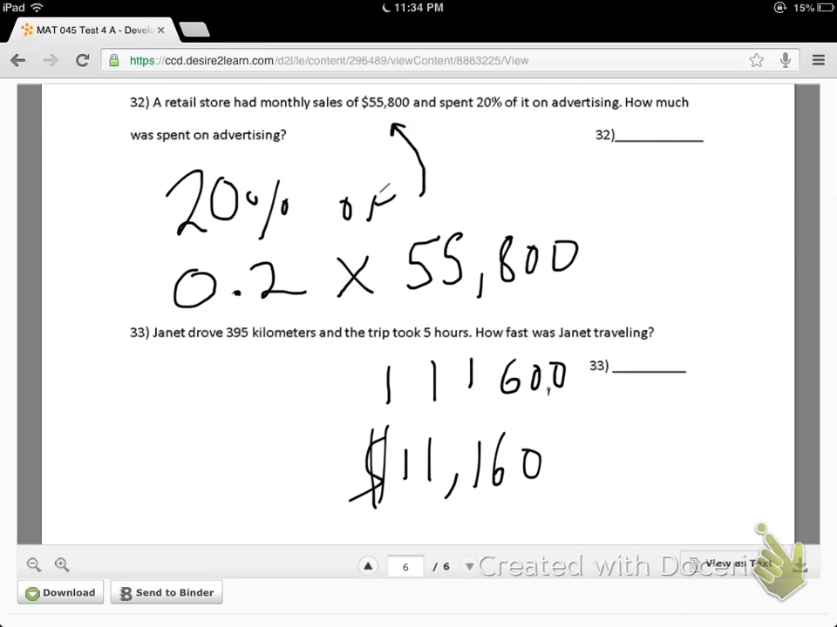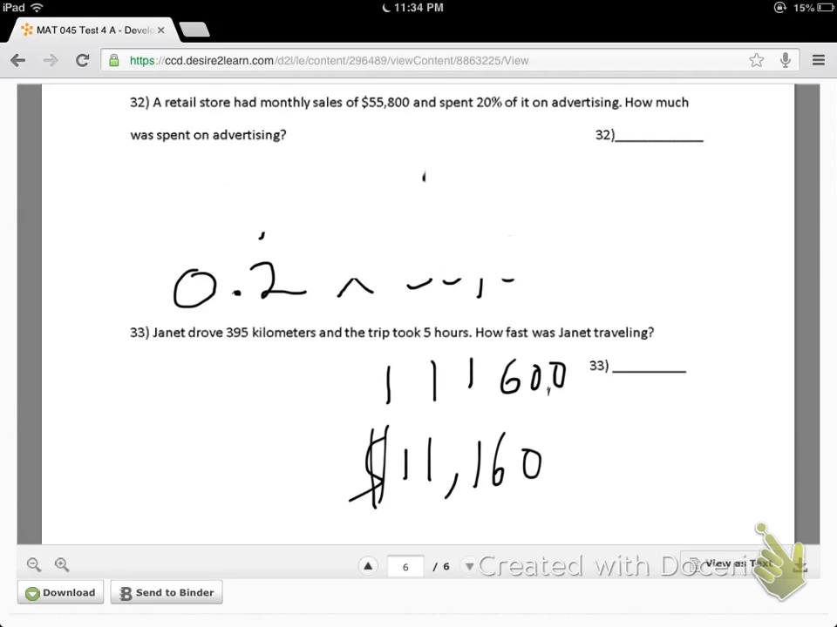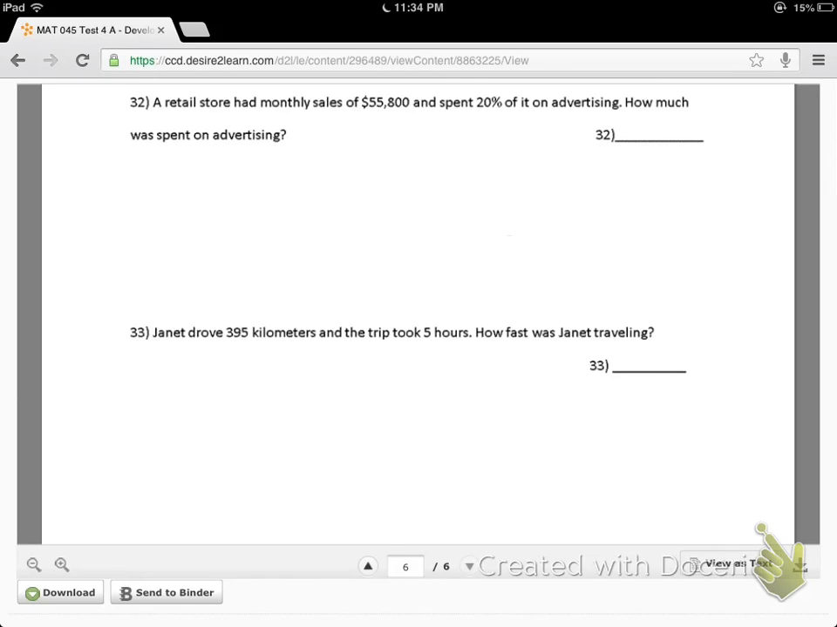Okay, that's 20% of 55,800. That's how much I spent on advertising. Now remember, that's the percentage equation. Some of you might prefer doing the percent proportion, which I did more videos on in the percentage and rates and ratios test. So you might want to look back at some of those videos I did.